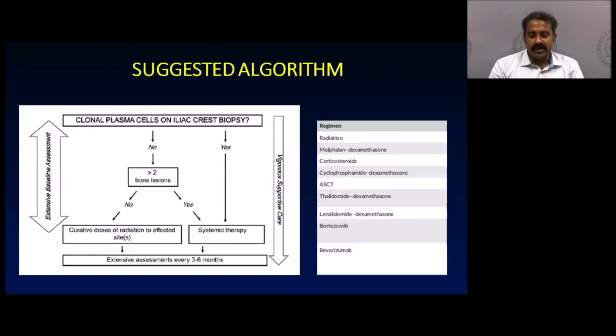Now, if the patient's bone marrow shows clonal plasma cells along with features of POEMS, irrespective of the number of bone lesions, these patients have to be started on systemic therapy. And on the right side, you can see the various treatment options that are available for patients with POEMS syndrome.